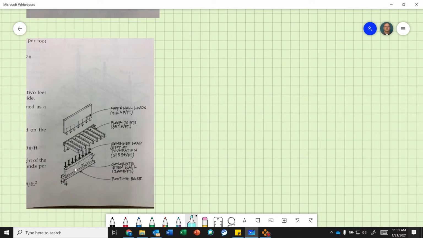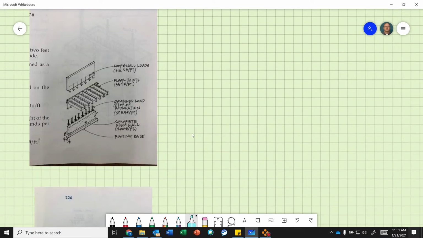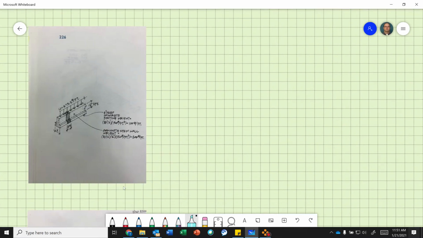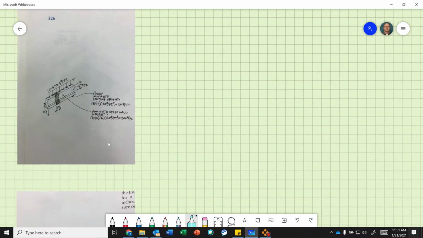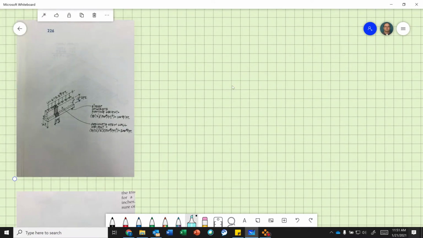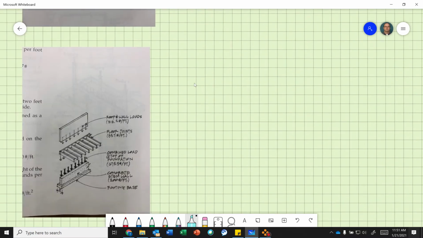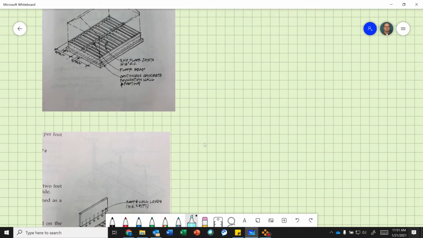All right, so if you look, this is a continuous wall footing, and if you go down one more over here, the columns are supported by column footings, and then this is the floor beam here. Until you look at this, they added extra column footings in between the columns to support the floor beam. So if I look at this picture, this one kind of shows it really nice.